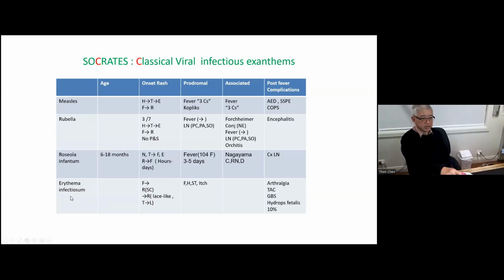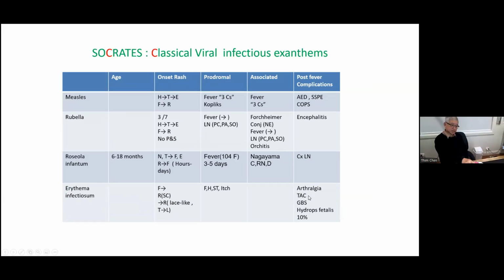And they have a very interesting complication because they get arthralgia, transient aplastic crisis, which is like a shutdown of all the blood components, Guillain-Barré, and hydrops seen in 10%. The important part with erythema infectiosum is that when the rash appears, they are no more infectious. They are infectious before the rash comes on.